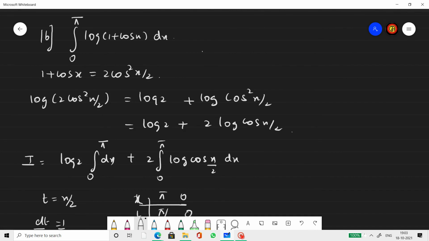16th question, integral 0 to pi by 2 of log 1 plus cos x. So we change 1 plus cos x as 2 cos square x by 2. So it becomes log 2 cos square x by 2, which is log 2 plus log cos square x by 2. The 2 will come here using the power rule of log. So log 2 plus 2 log cos x by 2.